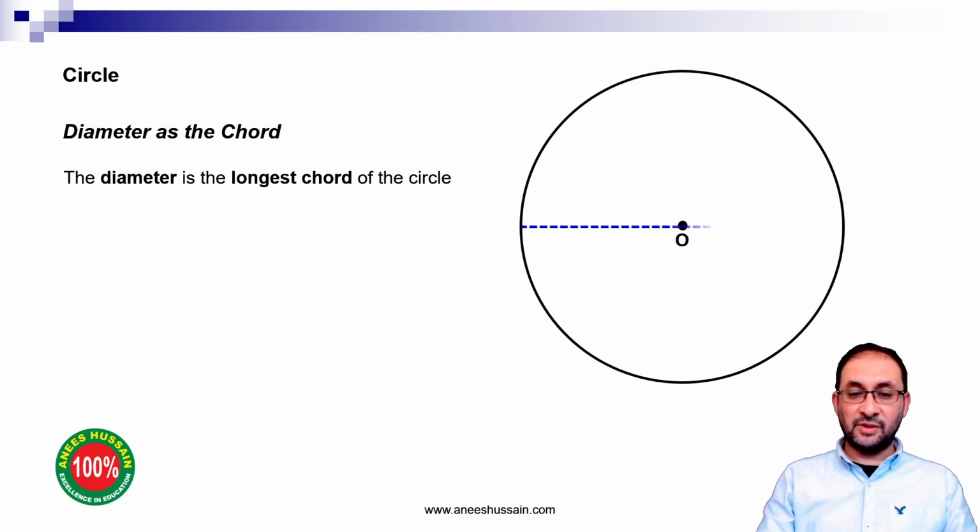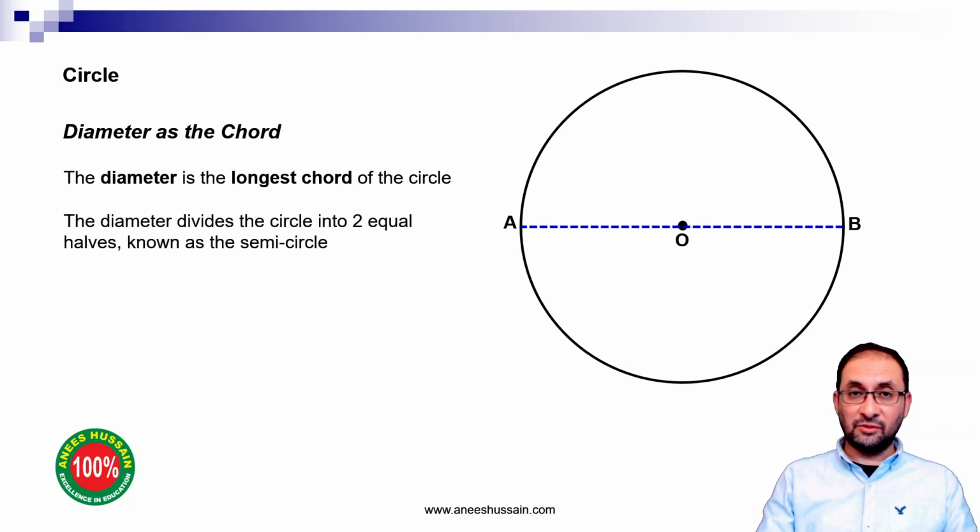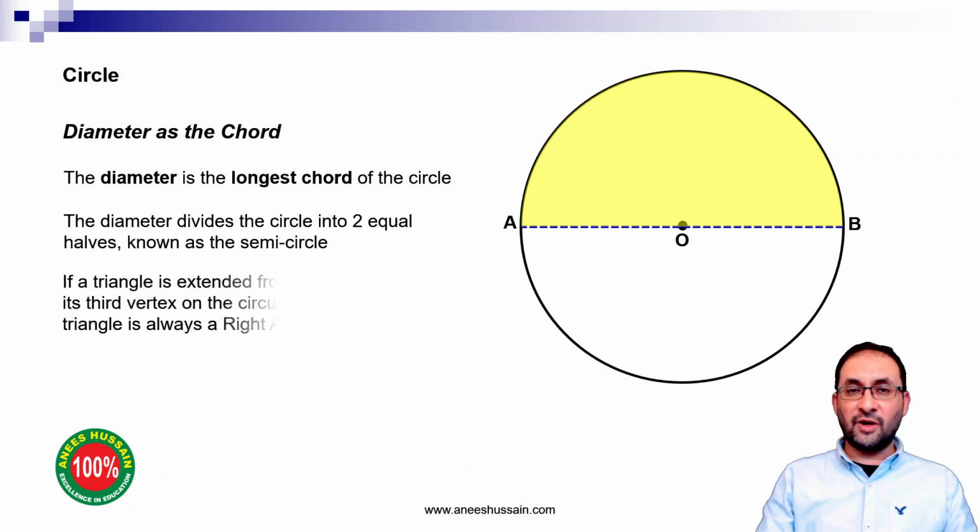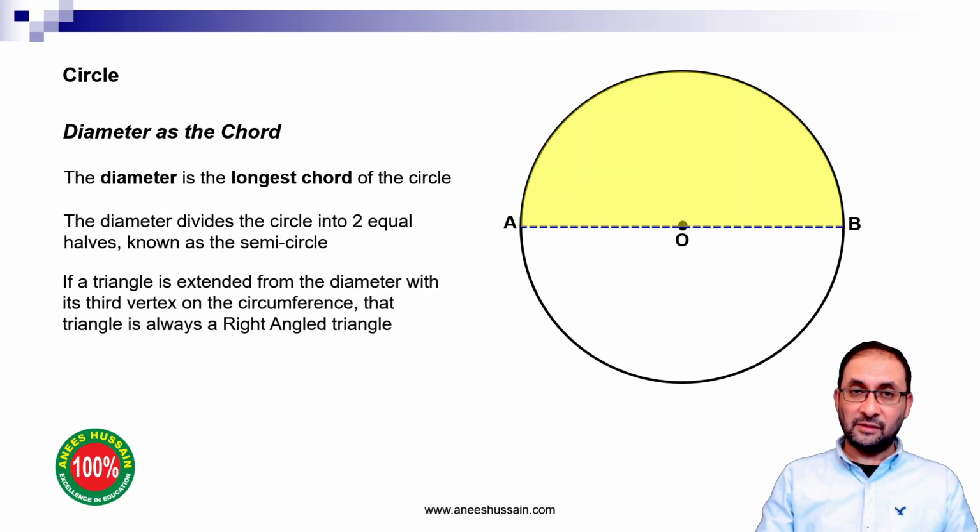So let's draw diameter AB here. This is the longest chord that can be drawn inside this circle. And the diameter divides the circle into two halves, both of which are known as semicircles. If I were to draw a triangle using the diameter as the base and touching the circumference on either side, that triangle will always be a right-angled triangle.